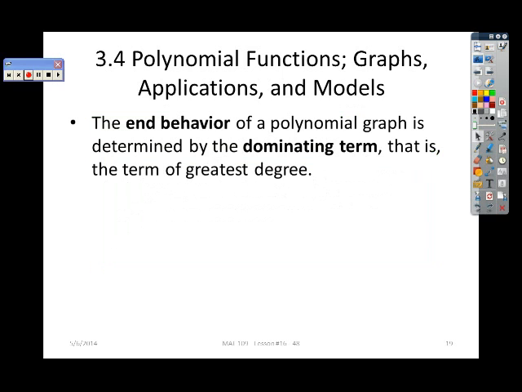The end behavior of a polynomial graph behaves the same way that the highest degree term behaves. That's called the dominating term. So if you look at the term that has the largest exponent and think about the basic function shape for that degree, that's what the ends of that function will look like.